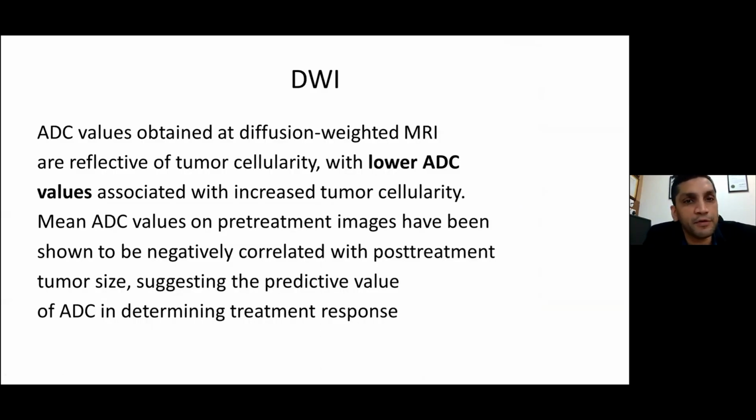I talked about diffusion. ADC values obtained on diffusion weighted images are reflective of tumor cellularity, with lower ADC values associated with higher tumor cellularity.